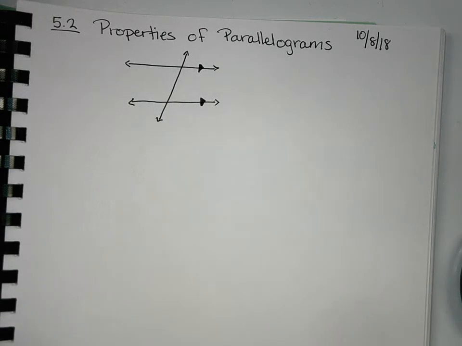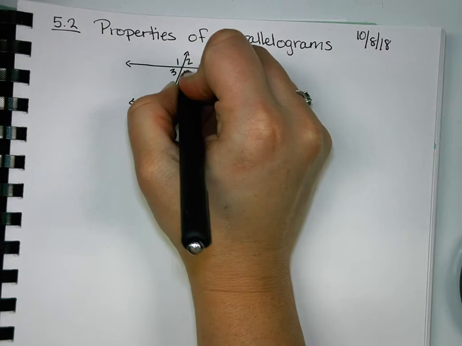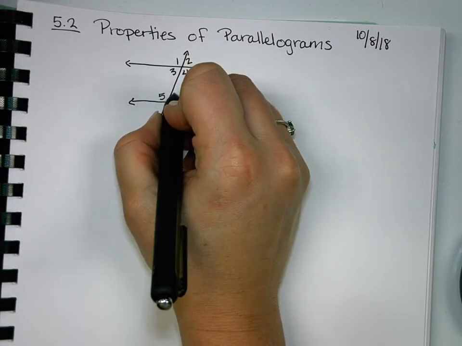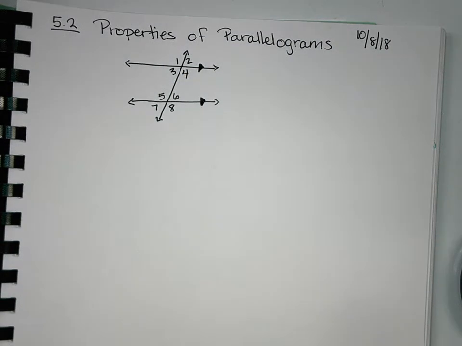So can anyone tell me one thing you remember about parallel lines? They never touch. That's the definition of parallel. They also have the same slope by definition, so that way they never meet. What else do you remember about parallel lines besides the fact that they're parallel?